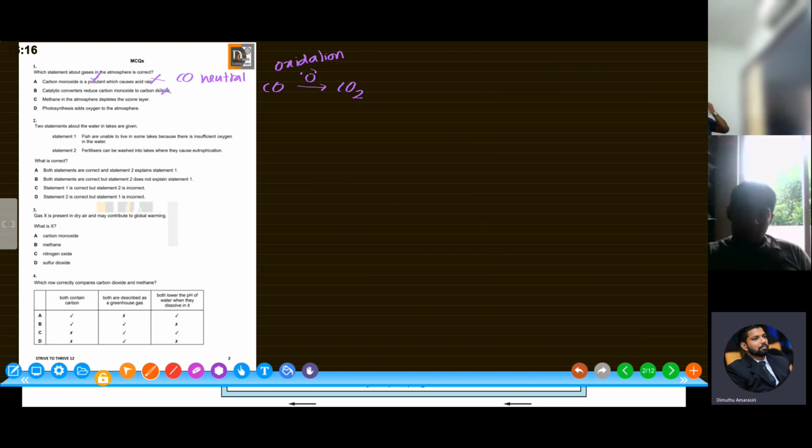Methane in the atmosphere depletes ozone layer. That's wrong. Ozone layer depletion is due to CFC. Now, in the syllabus, ozone layer depletion is not there, so there is no ozone layer depletion to discuss. But in past papers, you have it. That's why I told it. Okay. Photosynthesis adds oxygen to the atmosphere. Of course, we know that. And maybe they can argue that ozone layer depletion is not in the syllabus. You know photosynthesis well. Therefore, you must be able to select the answer B. However, please write the discussion.